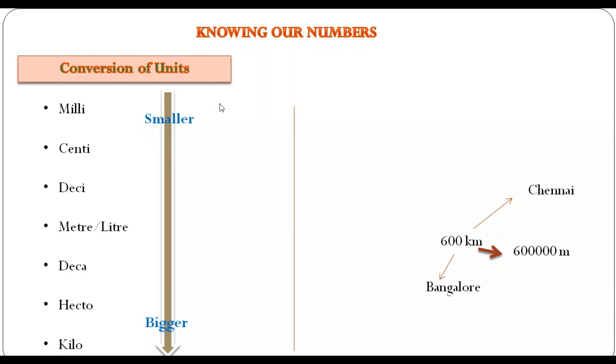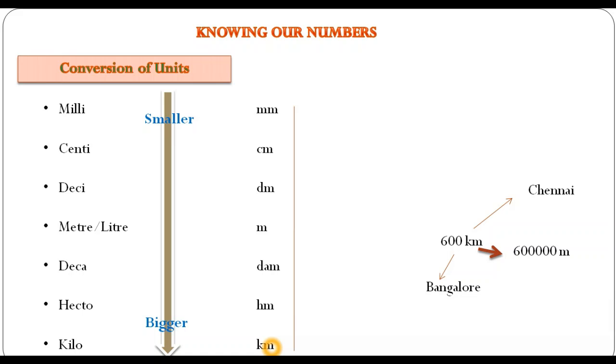Now let's say that when you are measuring length, length would mean maybe distance, height, width, anything that will all come under length. So when you are measuring length, your unit would be meter, and in that case this becomes millimeter, which is written as mm. This becomes centimeter, which is written as cm. This becomes decimeter. This is meter. This is decameter. This is hectometer, and this is kilometer. So that is how your units are.